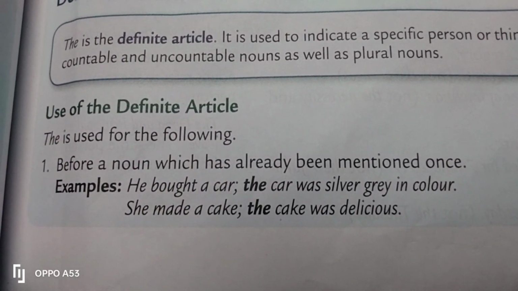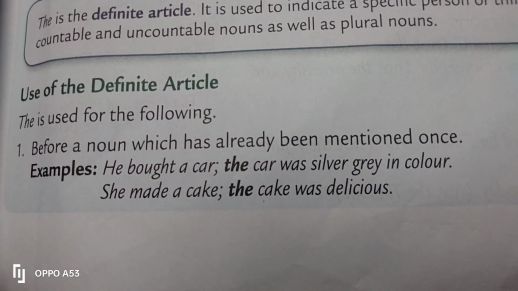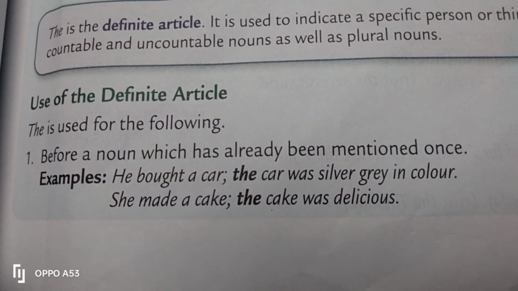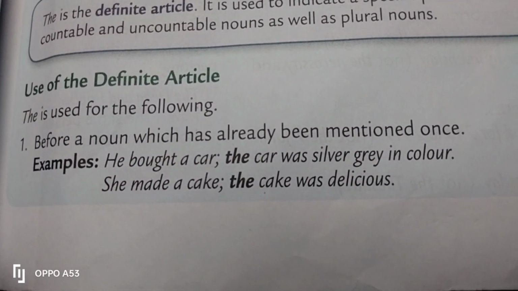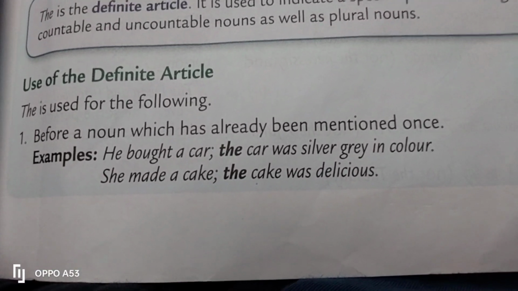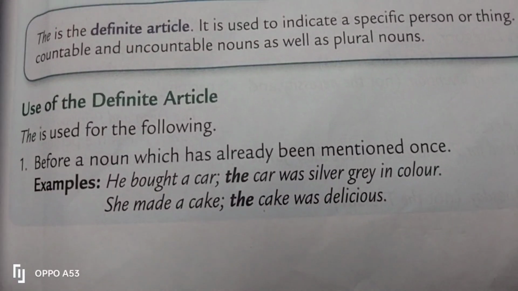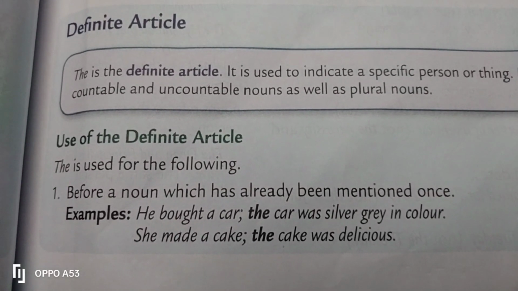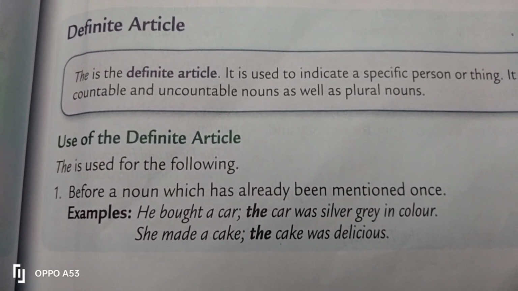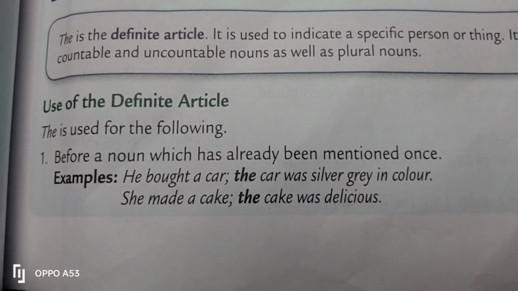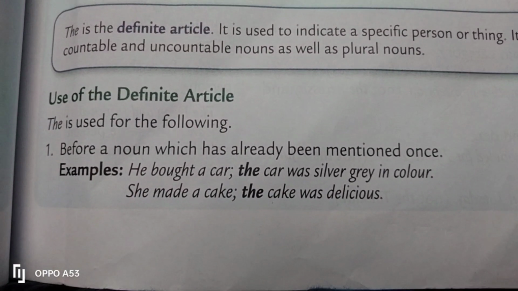So from this first sentence itself, you can easily understand: a car, and the second part of the sentence is the car. So here what is the relation? The car which was mentioned in the first part is being mentioned once again. Therefore, we are going to make it very, very specific. I hope you are understanding this part of the explanation.